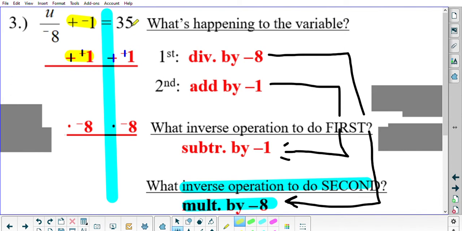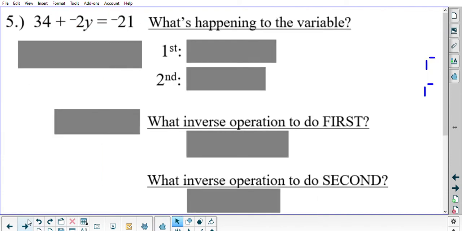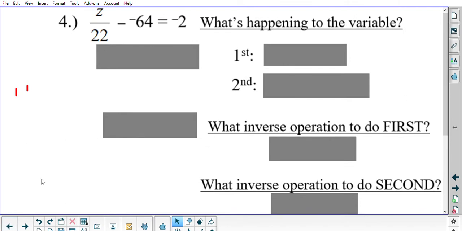All right, I have done 3 examples with you. I hope by now you are getting the hang of this. So I would like for you to try 4, 5, and 6 from the first page on your own. Then hit play when you're ready to see how you did on those 3 problems. So hit pause, do 4, 5, and 6 from the first page on your own. Then hit play when you're ready to see how you did.